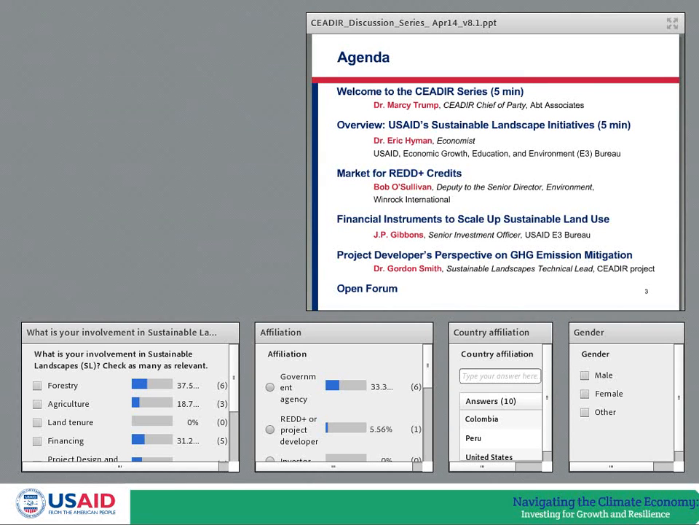So I've got Dr. Eric Hyman here. He's an economist. He's one of our activity managers for CEADIR. Next to him is Bob O'Sullivan, and he has just put on a new hat as of yesterday. He's with Winrock International. He's done a lot of work on forestry and with the forest carbon markets program. I've got Dr. Gordon Smith at the end. He has also done a lot of work on REDD from the project developer standpoint as well as policy making, and not only done forestry but agriculture.